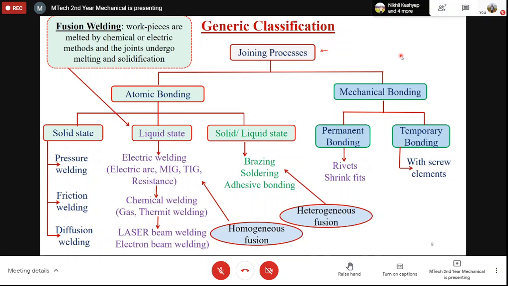So we are fusing. It may be that we are fusing the material inside. Most of them are permanent joints only. Almost all types of bonding at the atomic level will be permanent joining. So solid state joining will be there and liquid state. So what is the difference between the solid state and liquid state bonding?